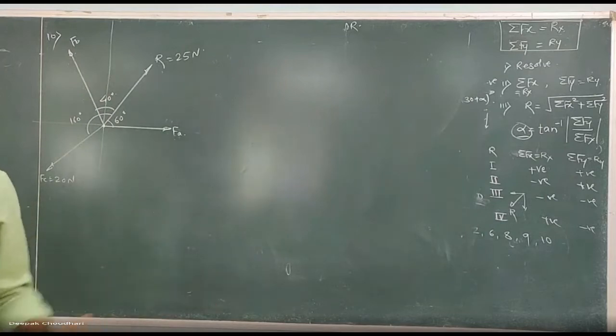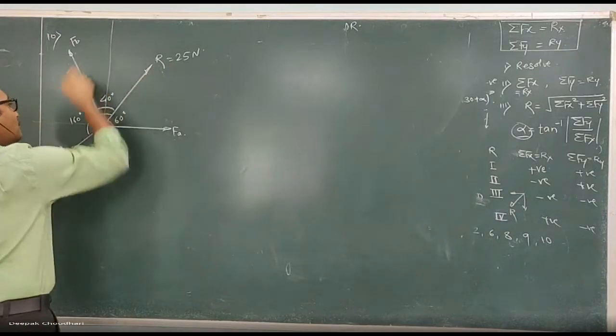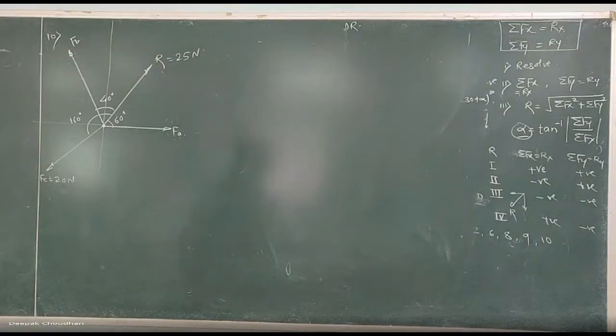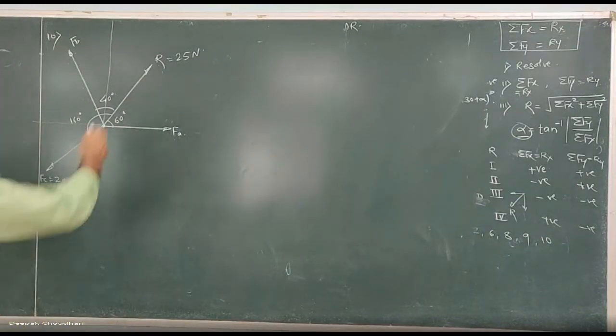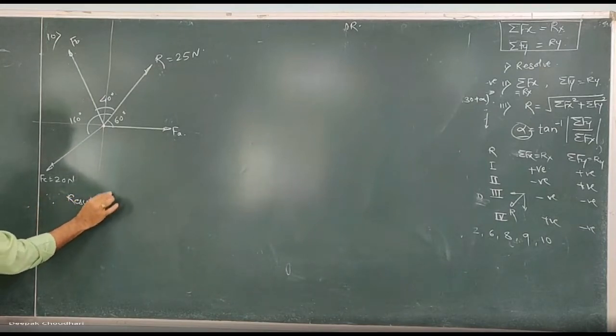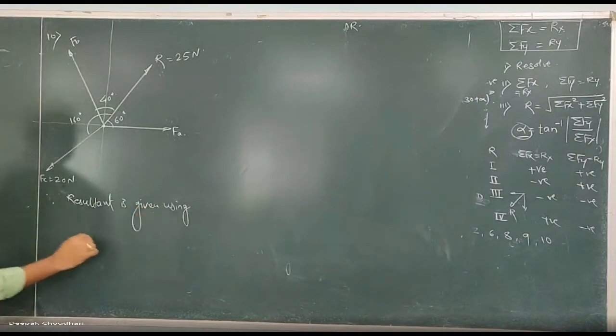I told you in the morning lecture that in a concurrent force system we can calculate only two unknowns. Two unknowns can be anything. It may be the magnitude and direction of the resultant, or magnitudes of two forces, or magnitude of one force and direction of some other force, anything. So here we have to find out FA and FB if R is the resultant of these three. Have you understood the question? Now the question is very simple. Since the resultant is given, you have to use the principle of resolution.